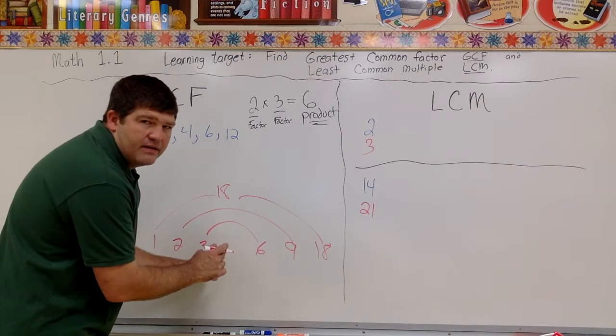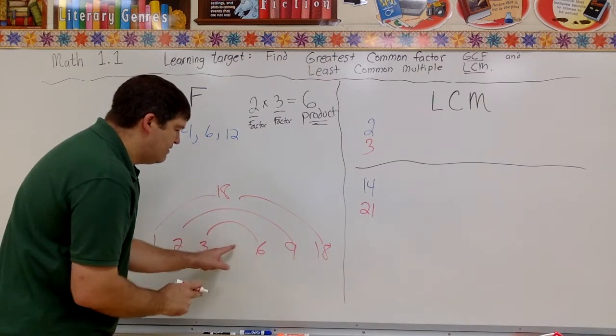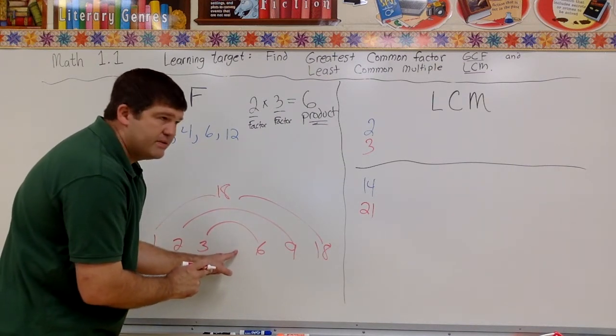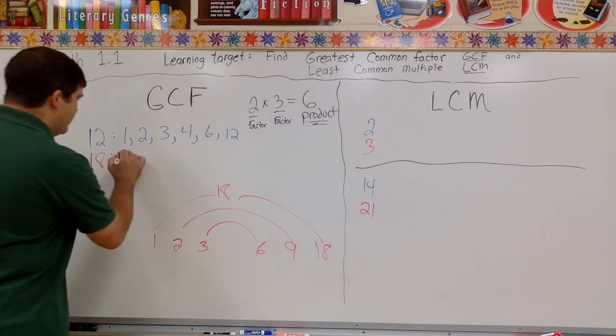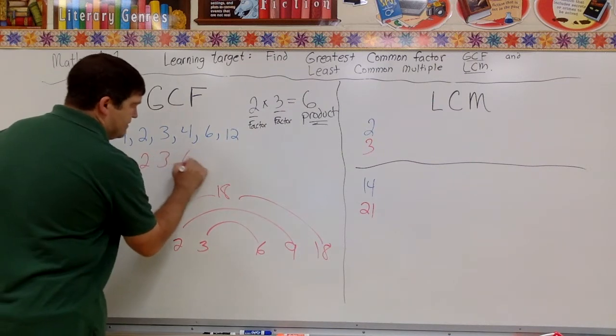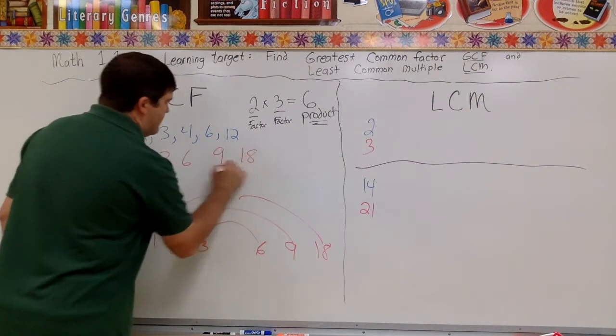4 times nothing gets me to 18. 5 times nothing gets me to 18. And now I'm at 6, I'm done. So the factors of 18: 1, 2, 3, 6, 9, 18.